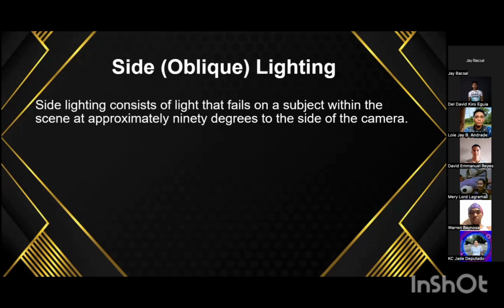Side oblique lighting. Side lighting consists of light that falls on a subject within the scene at approximately 90 degrees to the side of the camera. This means that one side of a subject will be lit and the other side will be in shadow. In terms of helping to convey a subject's shape and form, this is ideal. In addition to adding dimension, side lighting also brings out the features and textures in a subject.